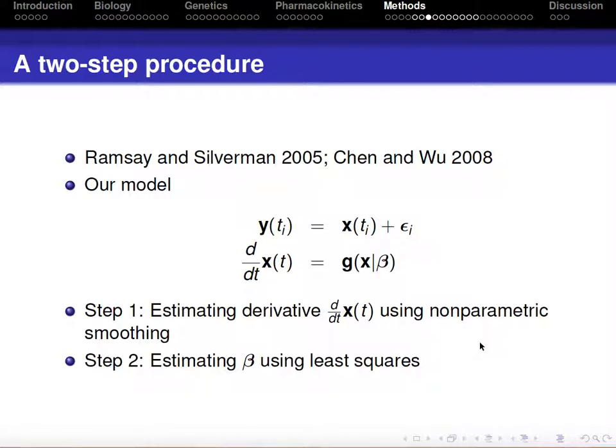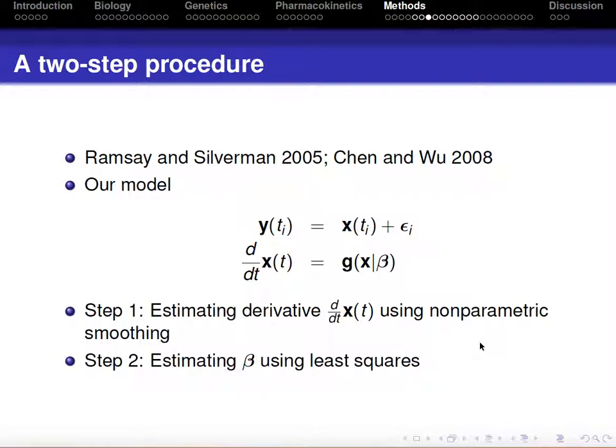The second method is called the 2-step procedure. This procedure has been studied by Ramsay and Silverman in 2005 in their functional data analysis book, and also in Chen and Wu's 2008 paper. And there's some following work as well on this 2-step procedure. The idea is as follows.